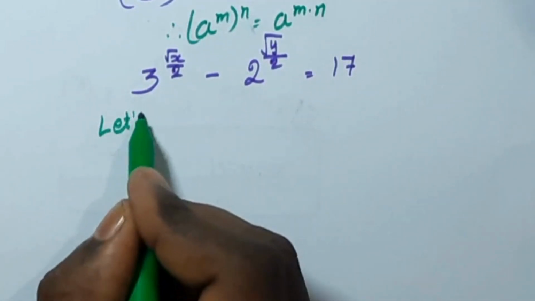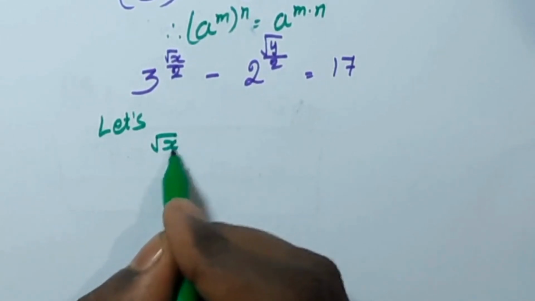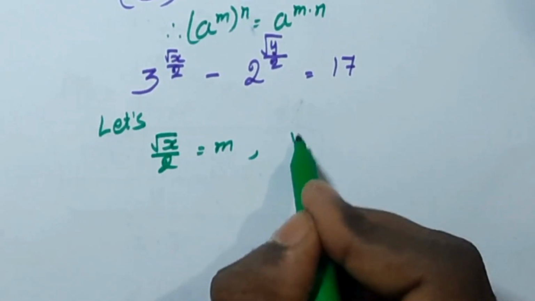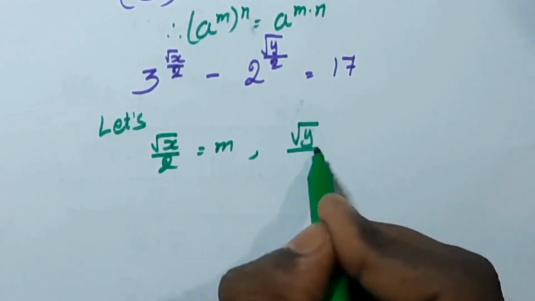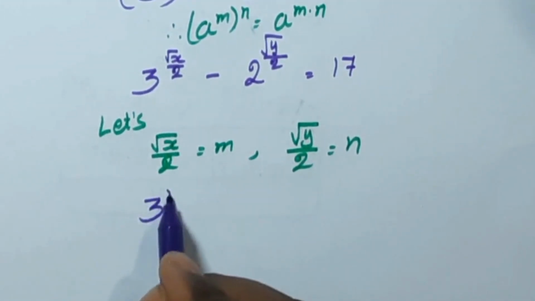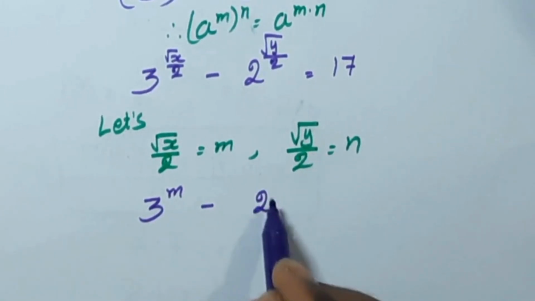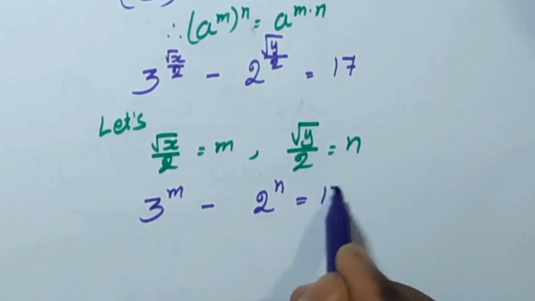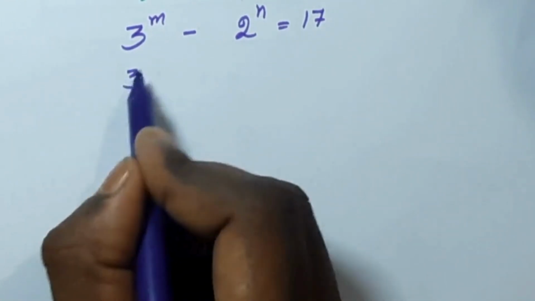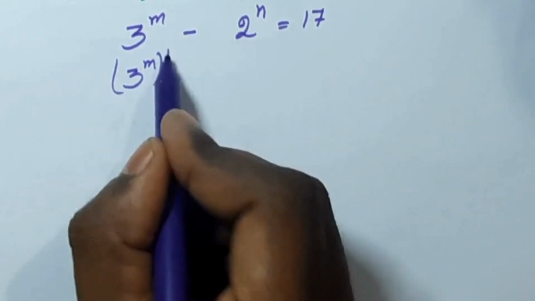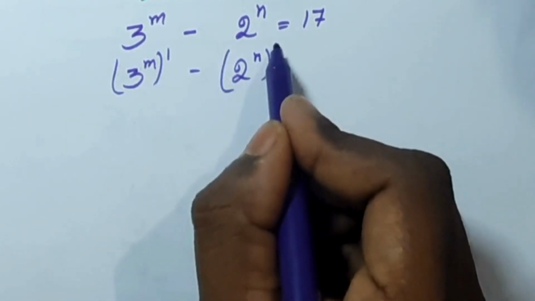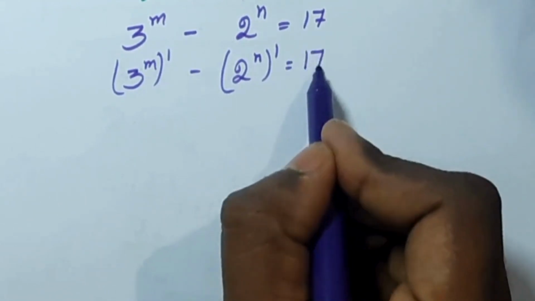Let's consider square root of x by 2 equal to m. Same way, square root of y by 2 equal to n. 3 to the power of m minus 2 to the power of n equal to 17. This can be written as 3 to the power of m whole power 1 minus 2 to the power of n whole power 1 equal to 17.